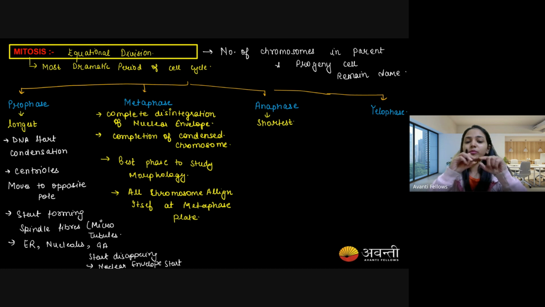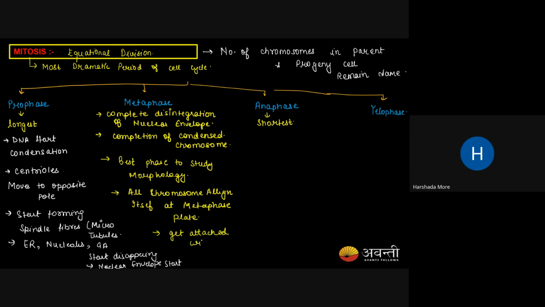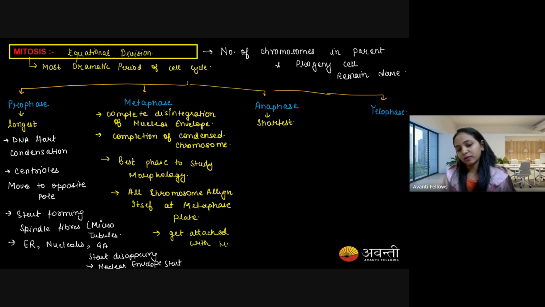सारे के सारे क्रोमोसोम अलाइन कर लेते हैं अपने आप को कहां पे? मेटाफेज प्लेट पे, and get attached with kinetochore, and from kinetochore to spindle fiber. Take diagrams also in the next slide. ठीक है.